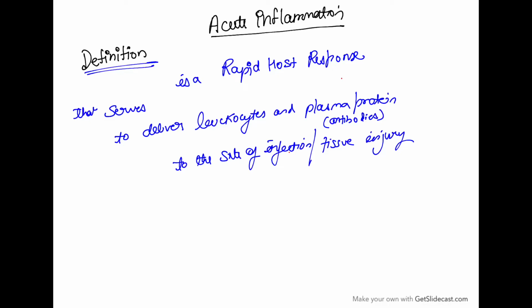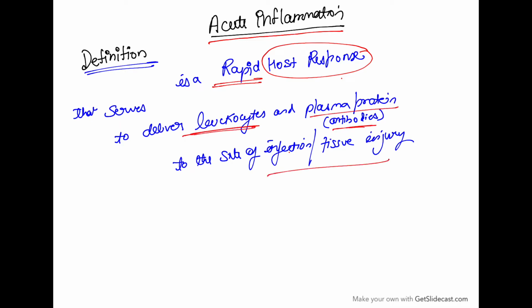Hello everyone, today we are going to see acute inflammation. First of all, what is acute inflammation? It is a host response and a very rapid response, and the aim is to deliver leukocytes and plasma proteins, that is antibodies, to the site of tissue injury. Okay, so this is the basic definition.